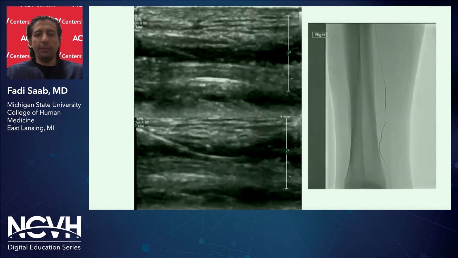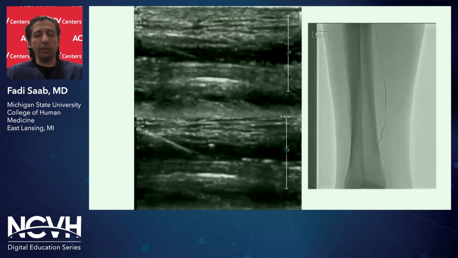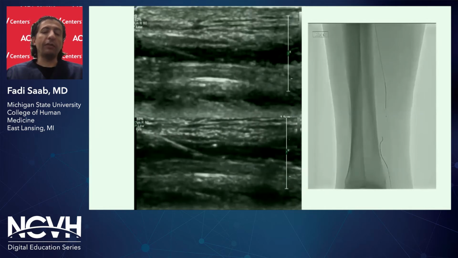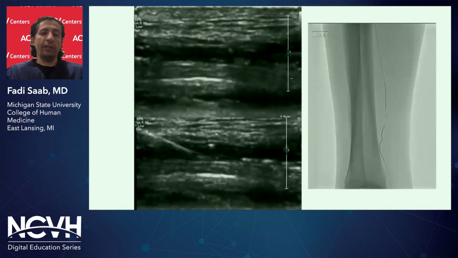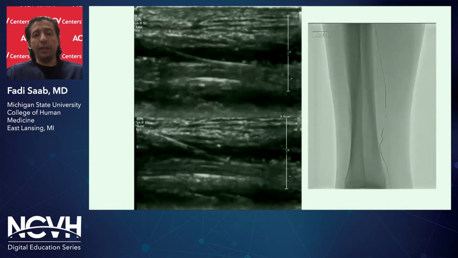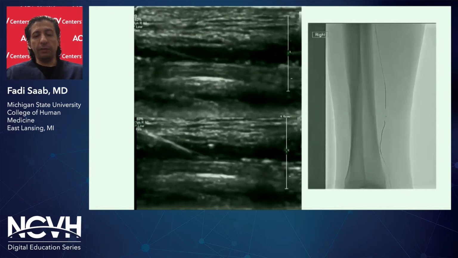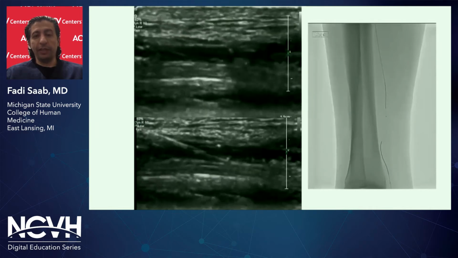And this is an example. On the right-hand side, you see what happens to the wire being advanced in the occluded tibial vessel. On the left-hand side, you see the ultrasound-guided access of the tibial vessel. As you can see in the top left corner, the wire is being advanced into the occluded tibial vessel, as you can see in this example provided.